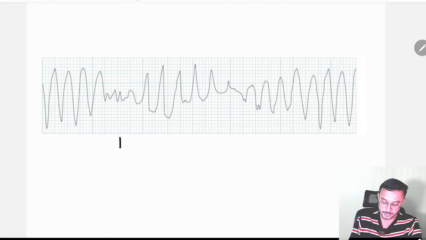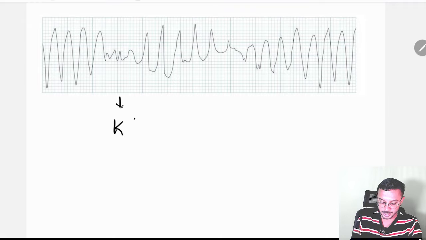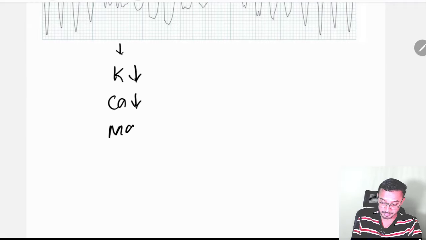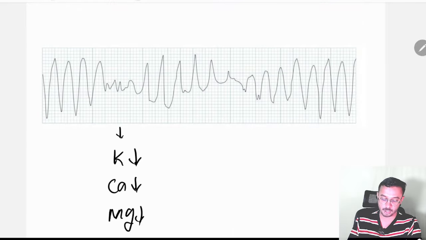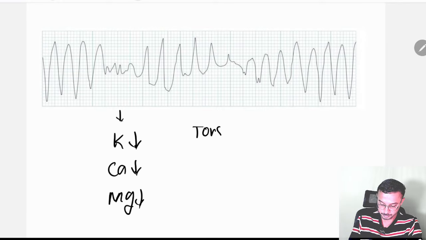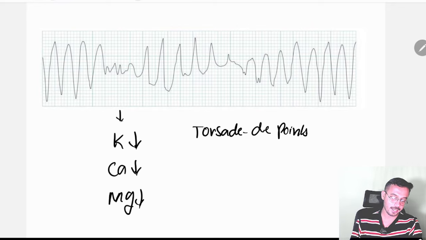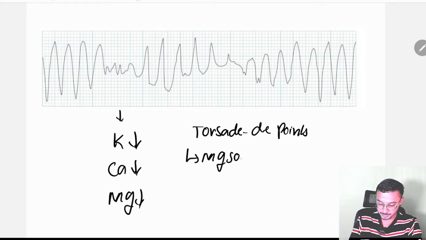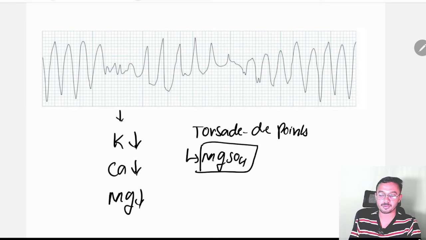But when you come over here, you will find this polymorphic ventricular tachycardia whenever the potassium value is less, calcium value is less, and magnesium value is less. It is also known as torsades de pointes. And the drug you are going to give over here is magnesium sulfate, which is used in your OBG for eclampsia and all. Same drug I am going to use over here, magnesium sulfate.